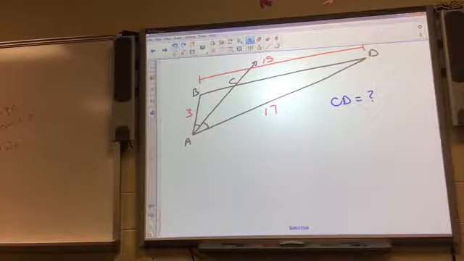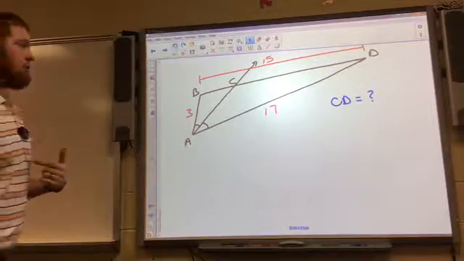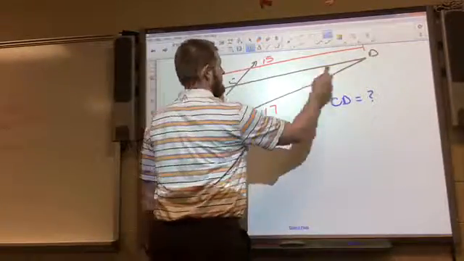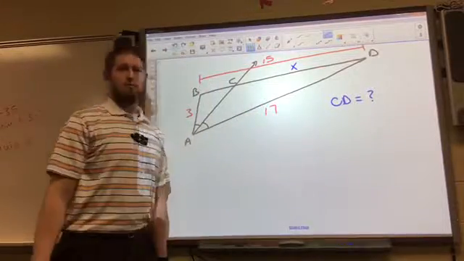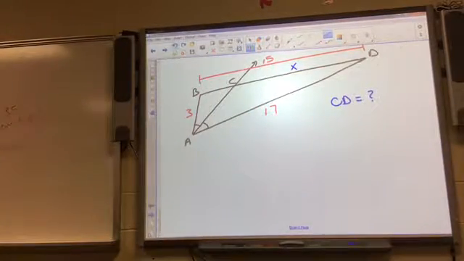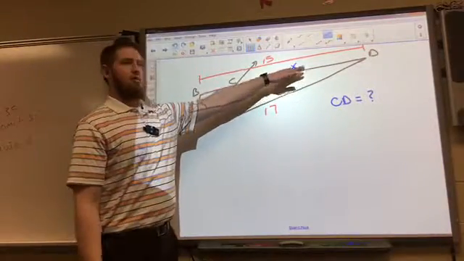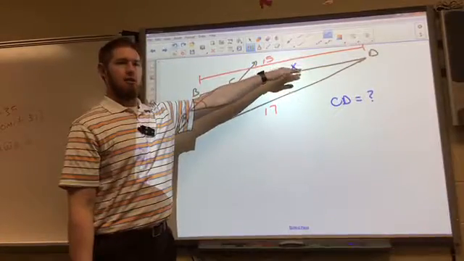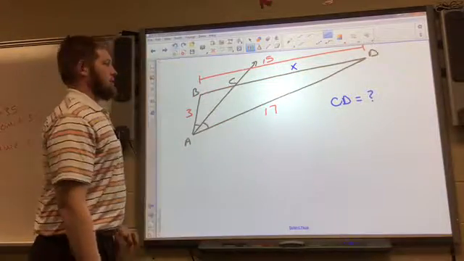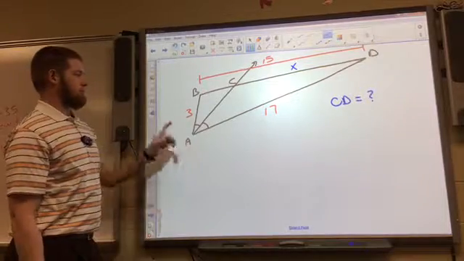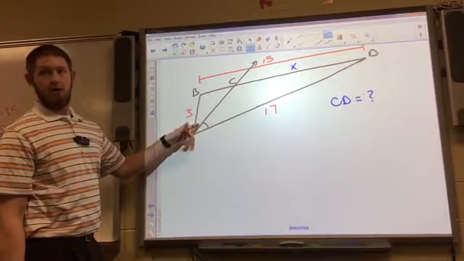I don't know about you guys. I know some of you like to do this and some of you don't. But if they tell me I'm trying to find CD, the first thing I do is I find CD and I put an X in there. Because that tells me if I can just solve for X, I have my answer, right? I don't have to try to plug it in. I don't have to do that kind of stuff. So I put an X right there because that tells me if I can find what X equals, then I'm done.